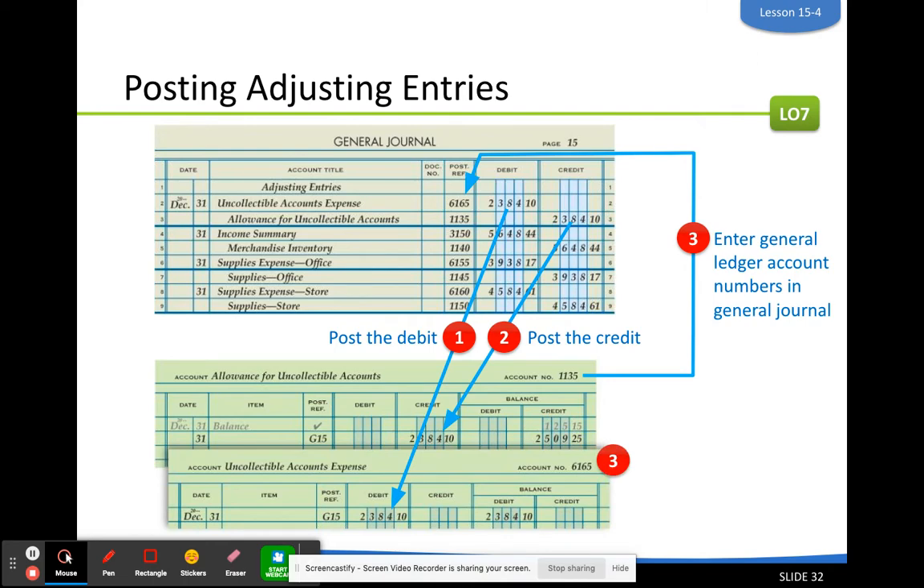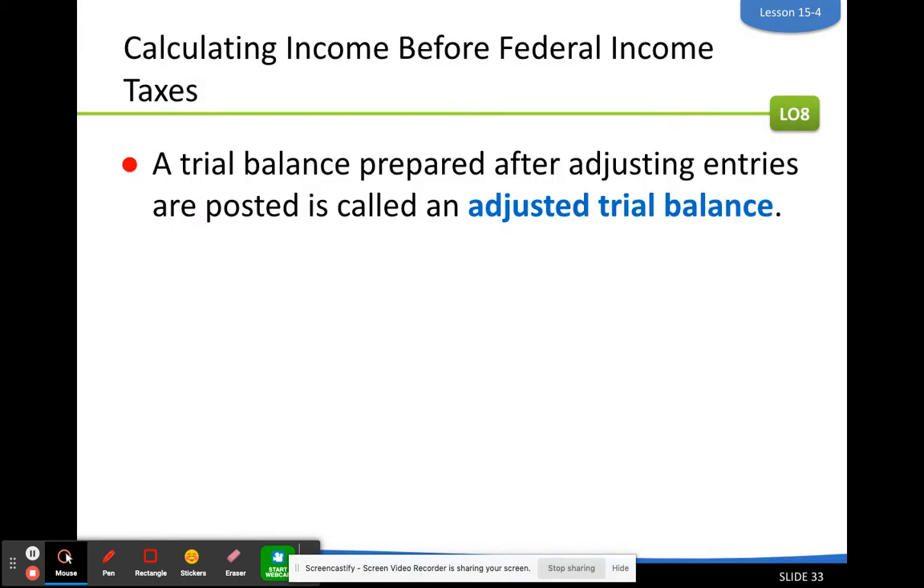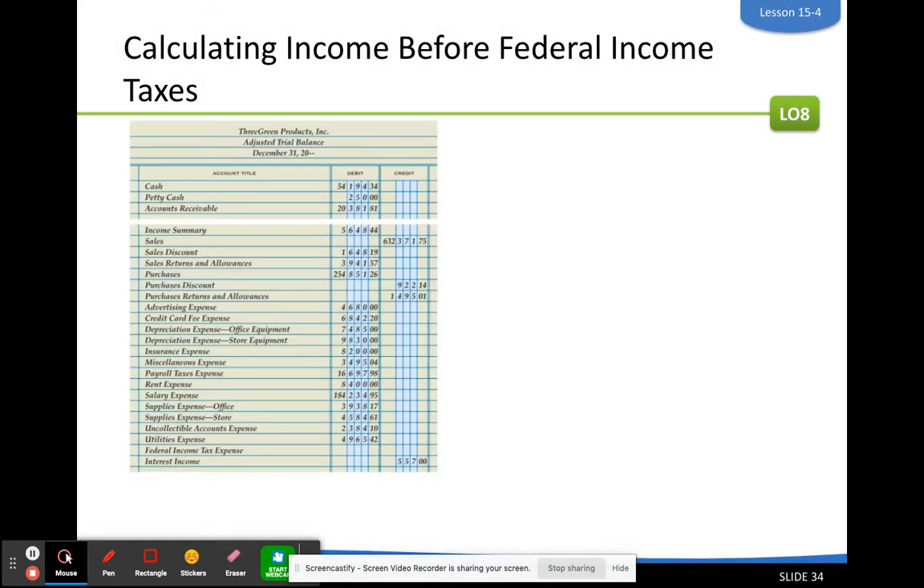After we have completed posting, we are going to create an adjusted trial balance. So we did an unadjusted trial balance at the beginning of chapter 15 with all of the account balances up to that point. Then we did all of our adjusting entries in order to bring those balances up to as accurate as possible at the end of the year. So then once we've posted, we'll do an adjusted trial balance. So here is our adjusted trial balance.